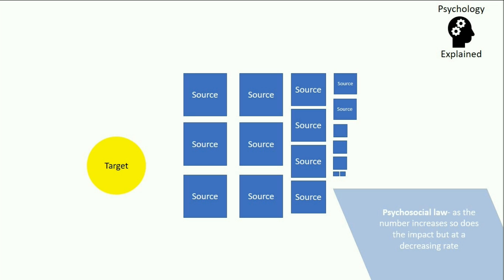The psychosocial law says that as the number increases, so does the impact, but at a decreasing rate. The most famous experiment which looked at the effects of the number was that of Milgram, Bickman and Berkowitz back in 1969. They had a Confederate standing in the street just staring at one of the windows of a building. They wanted to see how many of those passing by would either look up or stop altogether.